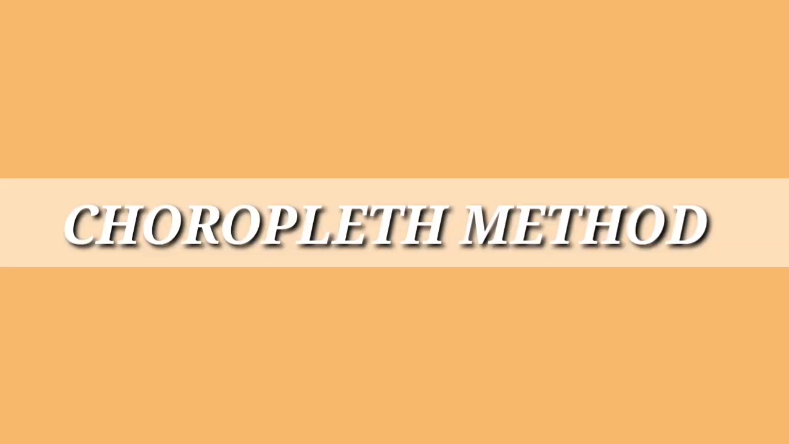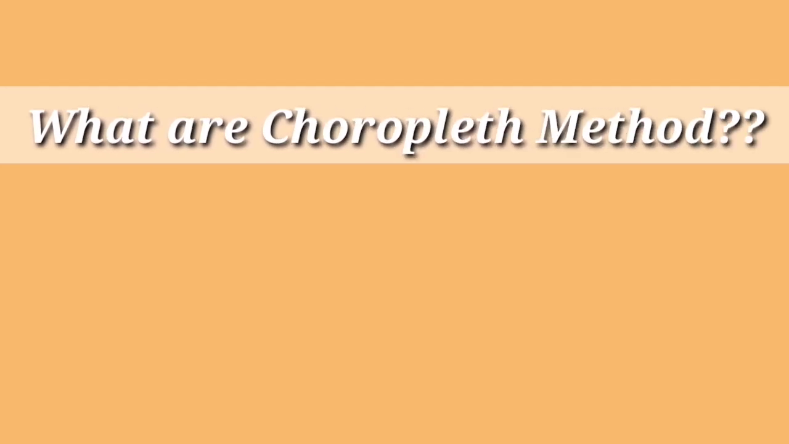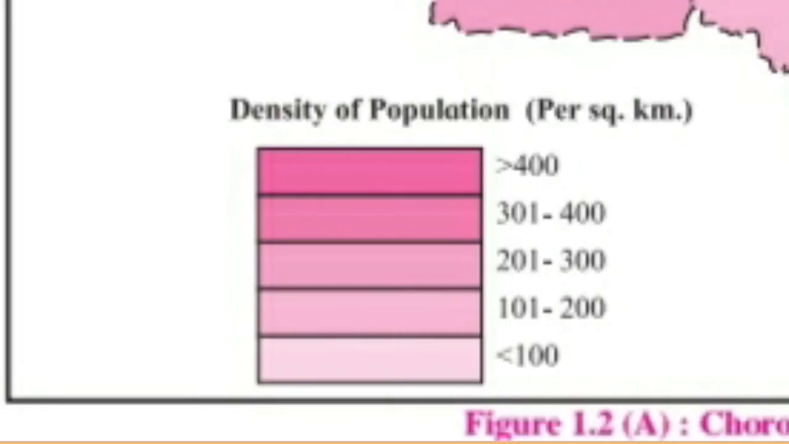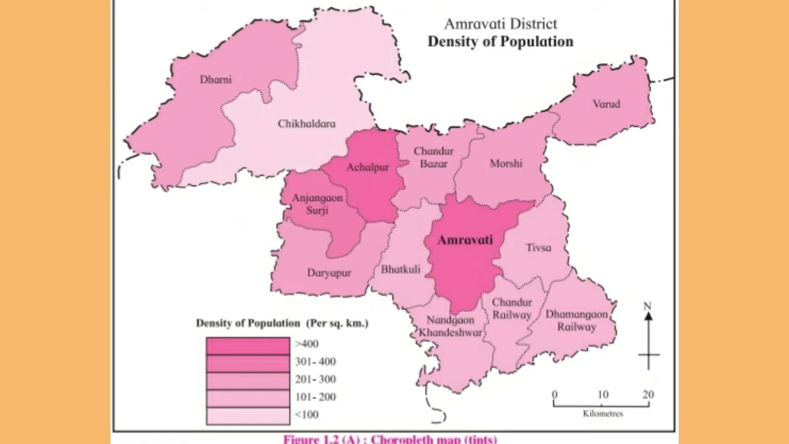Next method is the Choropleth method. What is the Choropleth method? Here the data is shown in shades or tints of a color. Tints of color means, if it is purple, then its different shades, like light purple, then a little darker, and so on; we have to distribute the whole map this way.